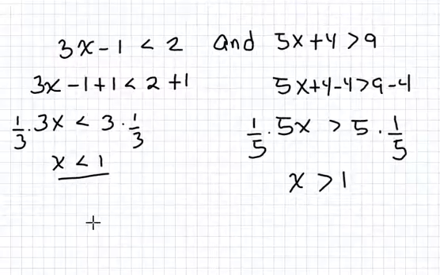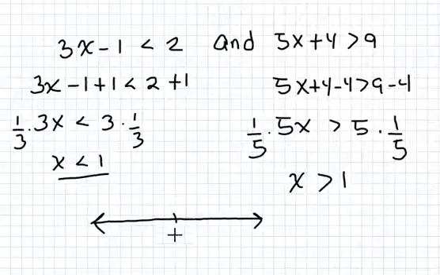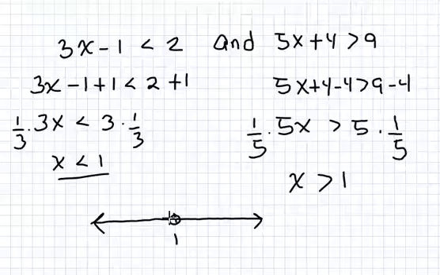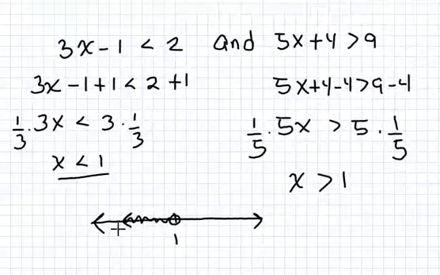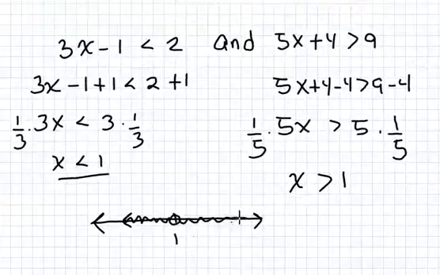Now let me draw out a graph here so you can see what's going on. X is less than 1, so I'm just going to arbitrarily put 1 right here in the middle and an open circle because we don't include 1. So this means everything less than 1, everything to the left of 1. And this over here means everything to the right of 1. We got this hole here.